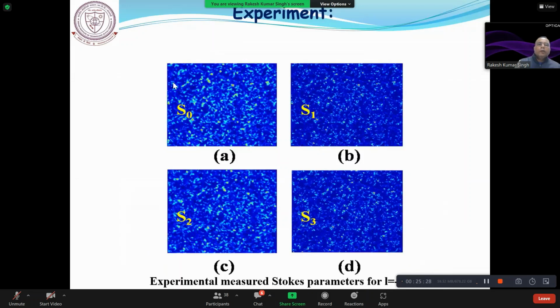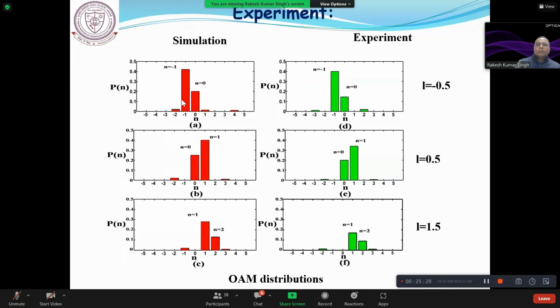What we did here is use fractional topological charges, and a fractional topological charge is composed of, like here, -1 and 0. For fractional charge -0.5, for fractional charge 0.5, and for fractional charge 1.5, there is a composition. So with this technique, we are able to recover the composition of OAM modes.